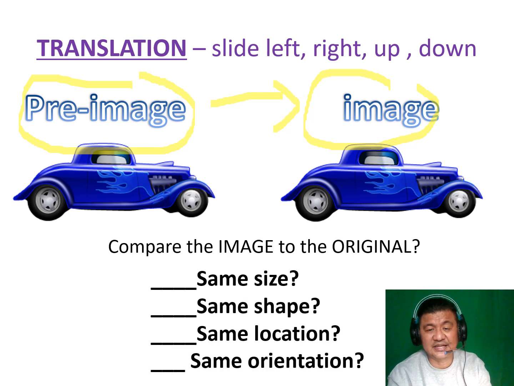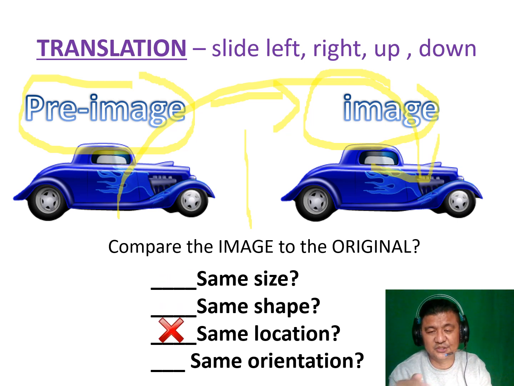What happened to the size? Same. All right. Same size. It didn't become bigger. How about the shape? The shape is also the same. Correct. Check. How about the location? Before it was here, now it's already there. So what can you say? X. Not the same location, but different location.